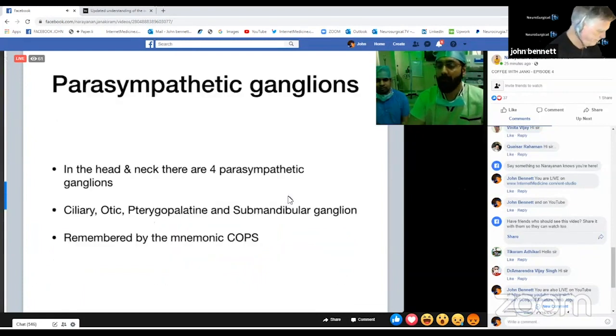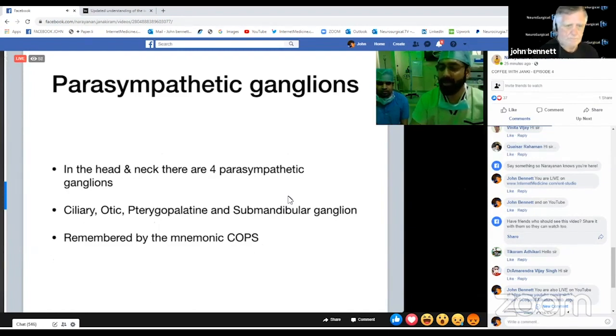Now, parasympathetic ganglions in the head and neck, there are four parasympathetic ganglions. What are the ganglions? Number one, the ciliary ganglion. Second is the otic ganglion. Third is the pterygopalatine ganglion.